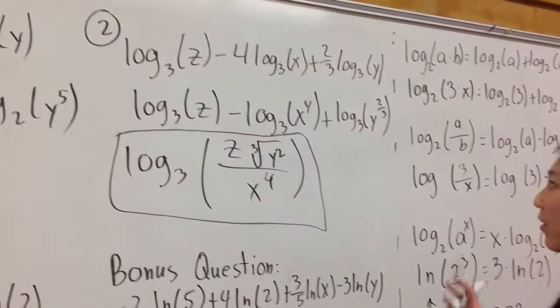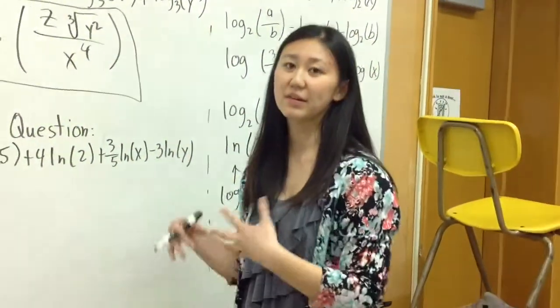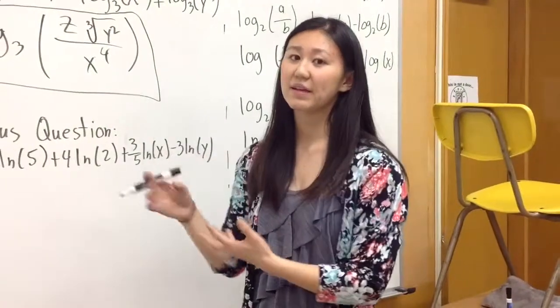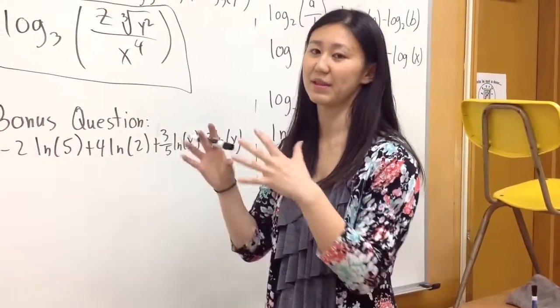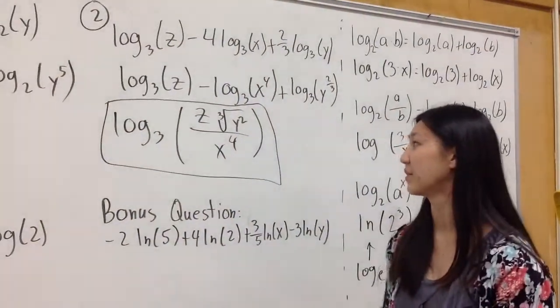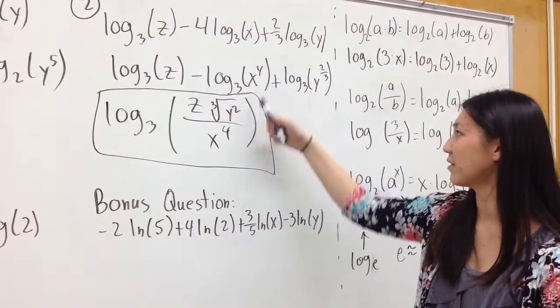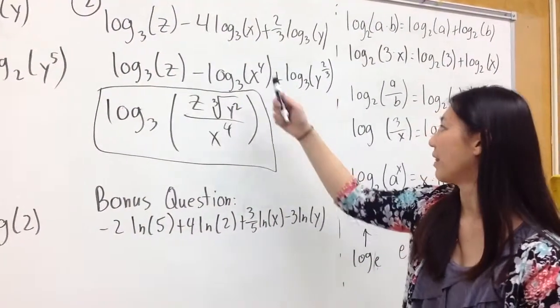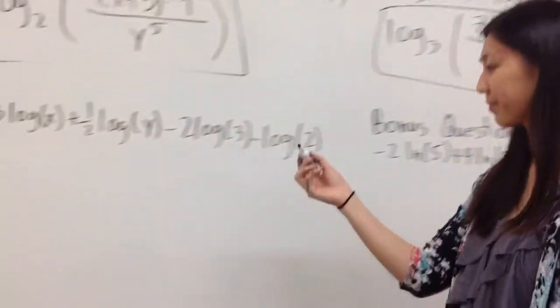So hopefully you've noticed that everything that's positive goes on the top. Everything that's negative goes on the bottom. It's the same thing as we did with expanding. So as you can see here, those both were positive logs. That was a negative one, so that's why those two go on the top. That one goes on the bottom. All right, let's look at our last one here.